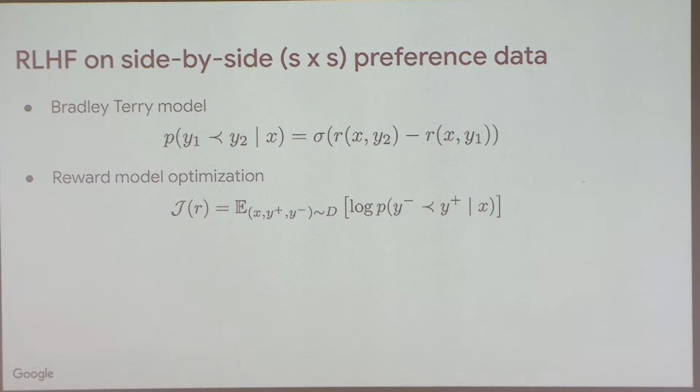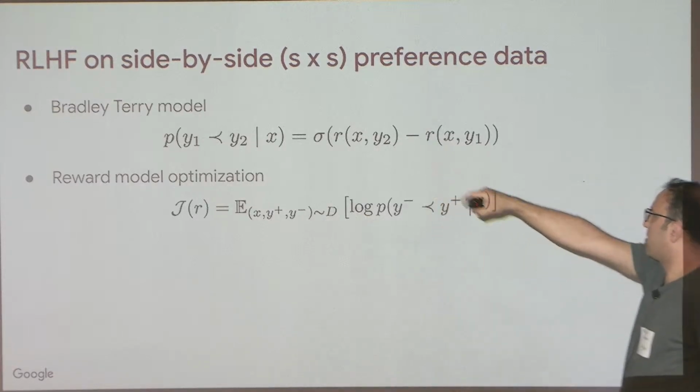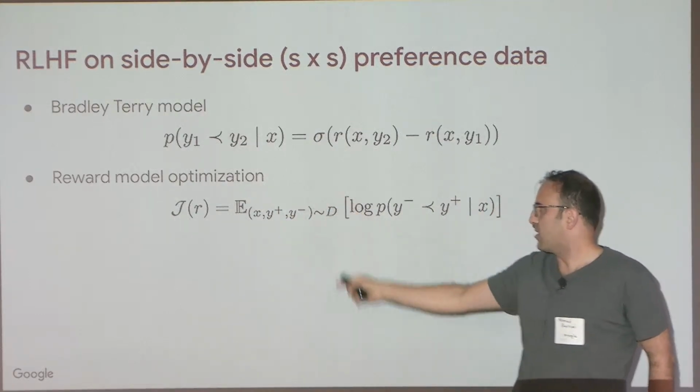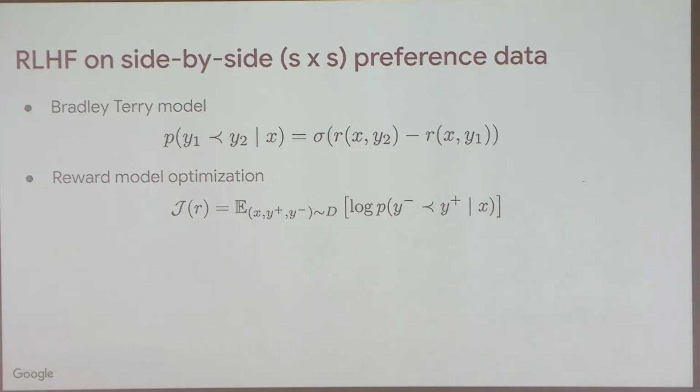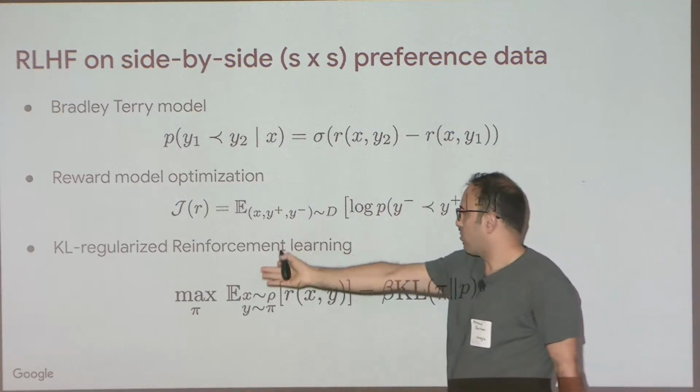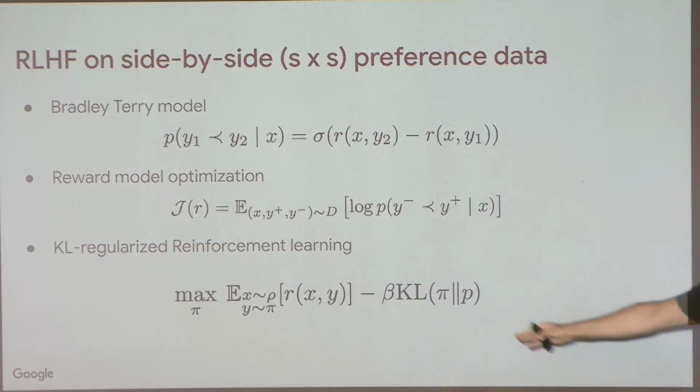And then generally, when we do reward modeling using the Bradley-Terry model, we take the log of this model. We train over this preference data set of prompt, preferred and unpreferred response pairs, and we get a reward function. And then, as I said, we're going to try to do a KL-regularized reinforcement learning, which is basically this expected reward minus KL divergence again.